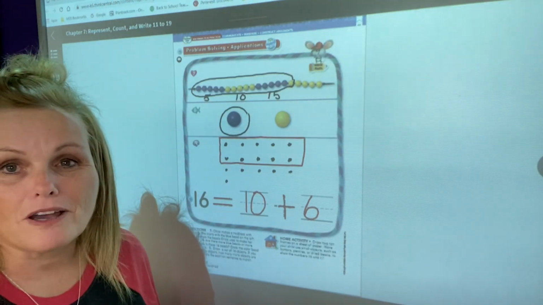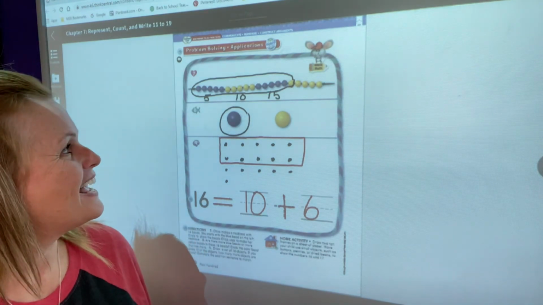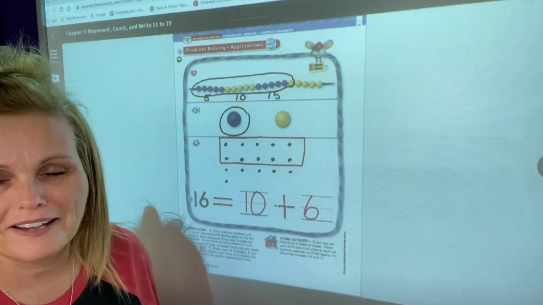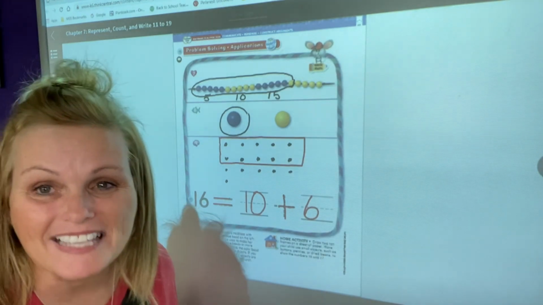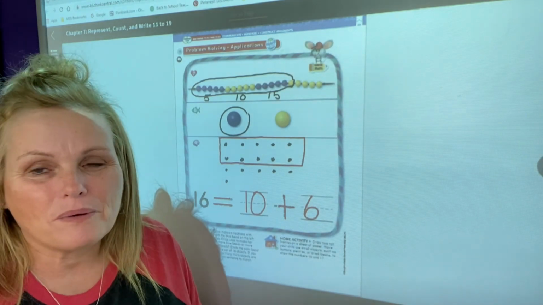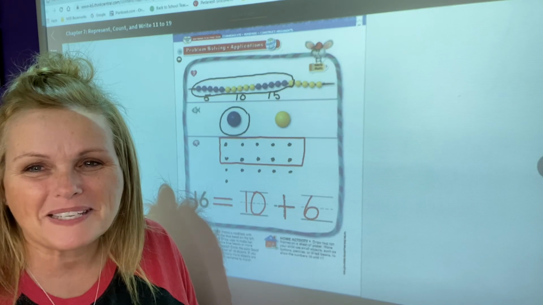So today we talked about the numbers 16 and 17. Sorry, I couldn't remember. 16 and 17 today, and we will continue tomorrow. We've got 18 and 19 left to go. See you tomorrow with math.